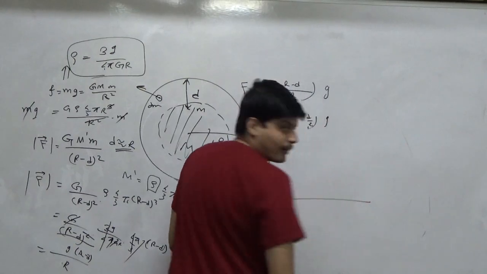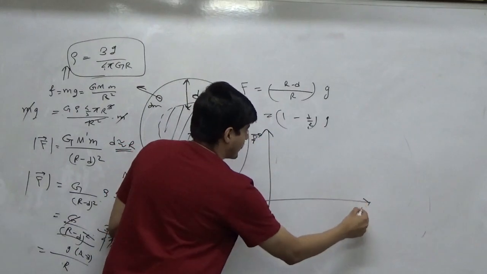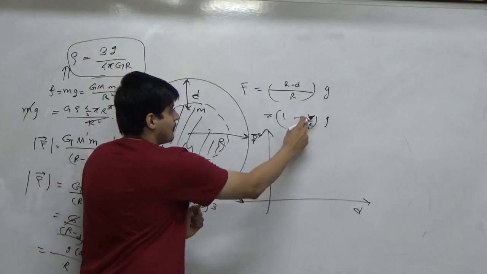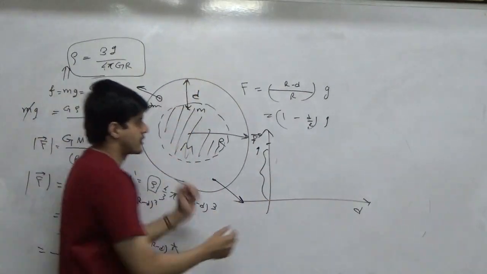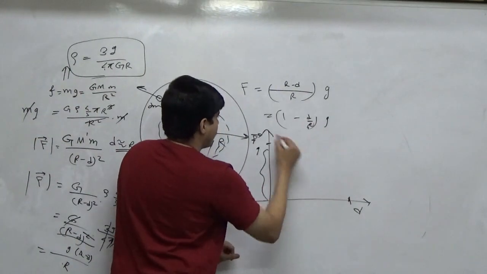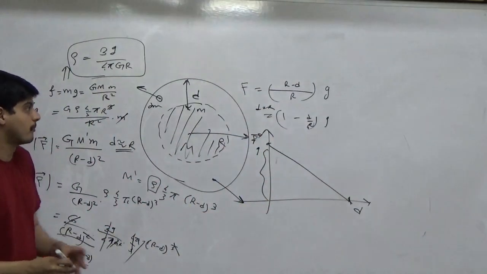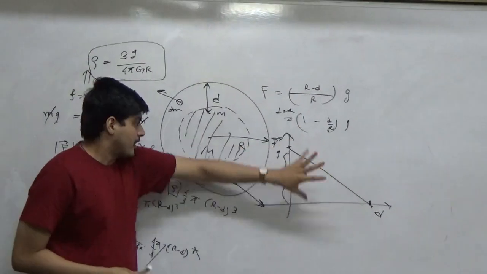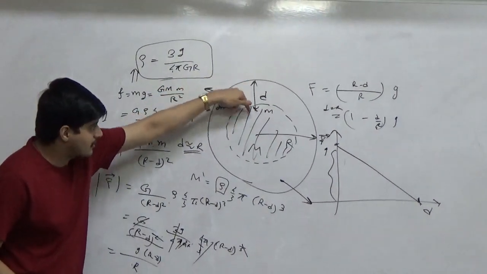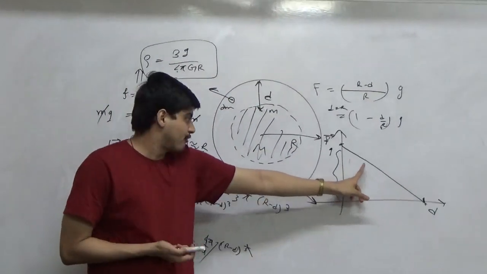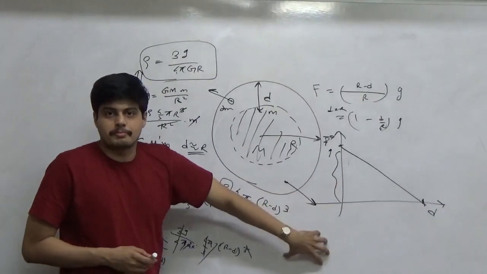So to plot a graph of variation of this force with respect to depth: when depth is equal to 0, it is maximum g, right? That is the surface. And at d equal to R, it becomes 0. So it's a straight line having the slope of g by R. That's the understanding of what happens to an object which goes beneath the surface of Earth and how much force it experiences because of the gravitational mass. This is the first pivot.